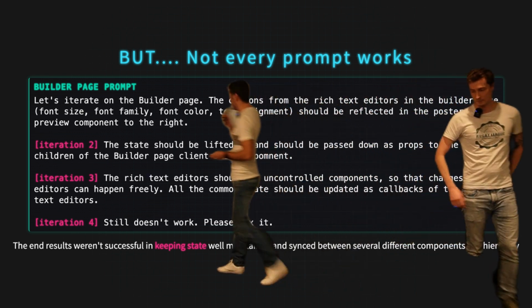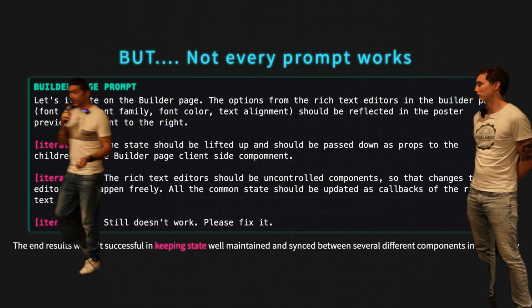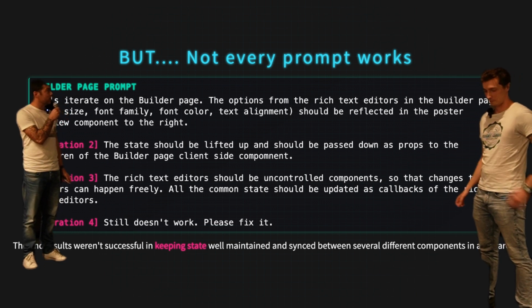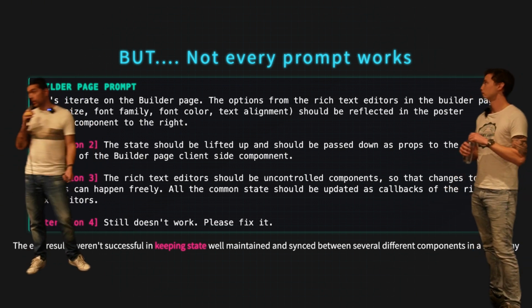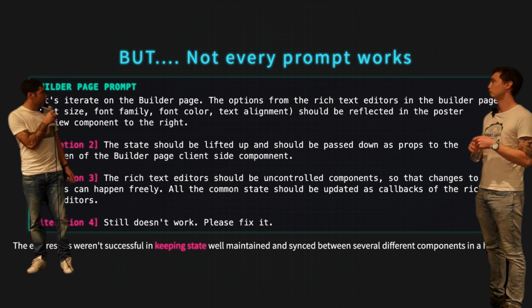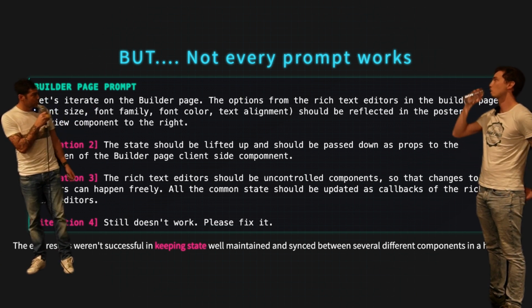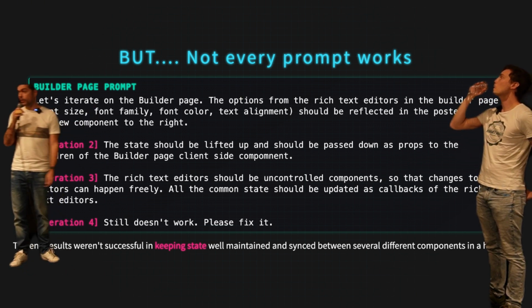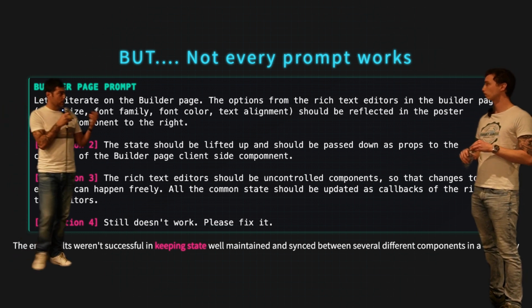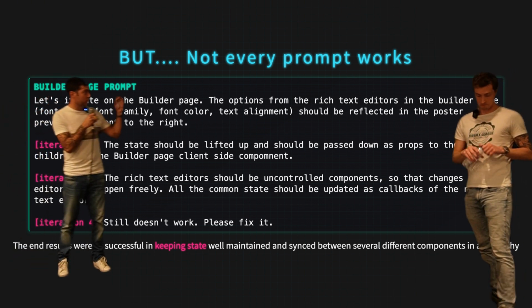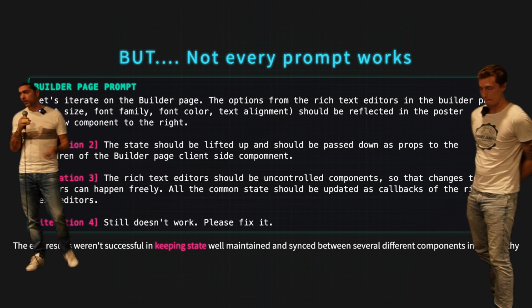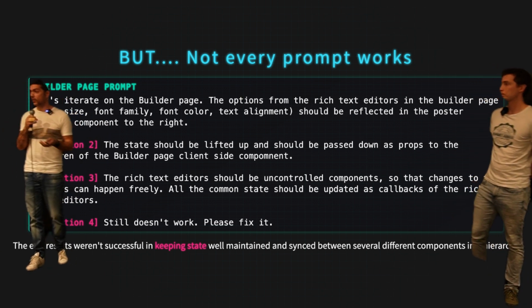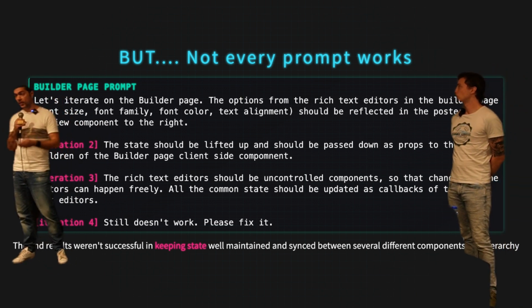Okay, so it looks cool so far. At least the design, in my opinion, is quite attractive. But not every prompt worked as we expected, especially the builder page. And this was what we wanted the AI to generate. The builder page sets things like font size, family, color, themes, text alignment. And it includes multiple rich text editors that need to be in sync.